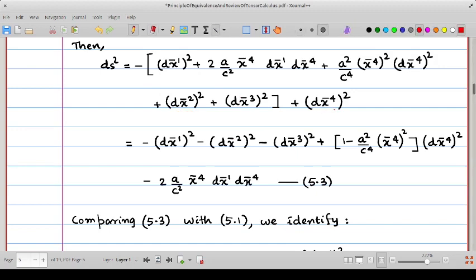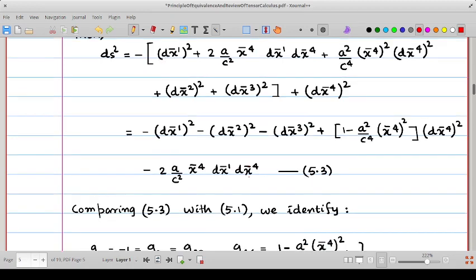Then dx bar 4 square. So it has two terms that involve dx bar 4 square. And the first one is this. And the second one is this. So that is equal to dx bar 4 square times 1, then this comes with a minus sign, minus a square by c to the power 4 x bar 4 square. That is this. Then there is a cross term involving dx bar 1 and dx bar 4, and that is given by this factor of minus 2a by c square x bar 4 dx bar 1 dx bar 4.